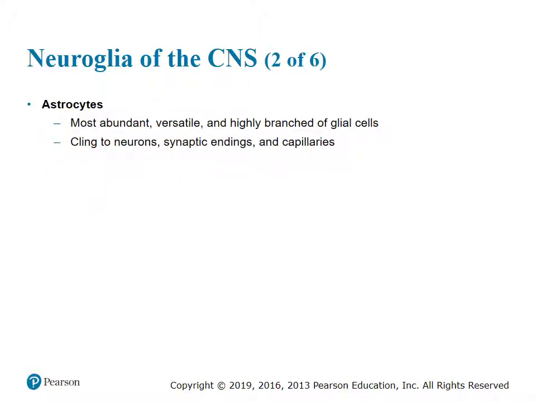Here is our astrocyte. Most abundant, so one we're going to have in most numbers. Does a lot of different things for our body. Highly versatile. And highly branched, which means they branch out. So the reason we call them astrocytes is because astro is the root word meaning star, right? Because they're very much of a star-shaped, large cell.